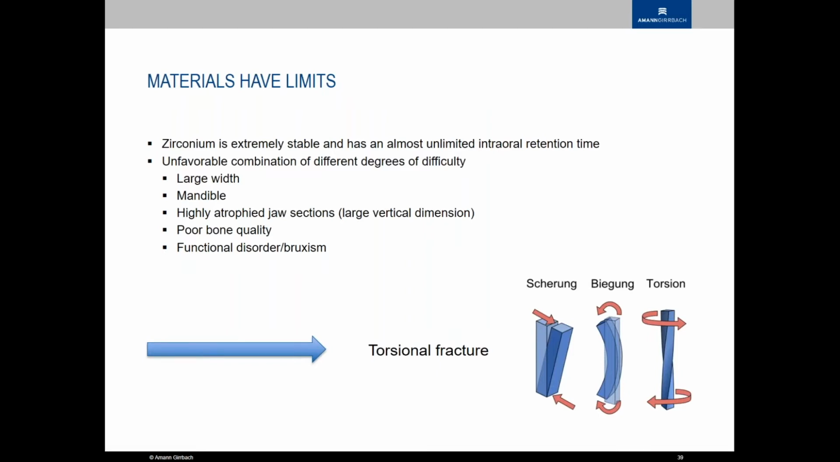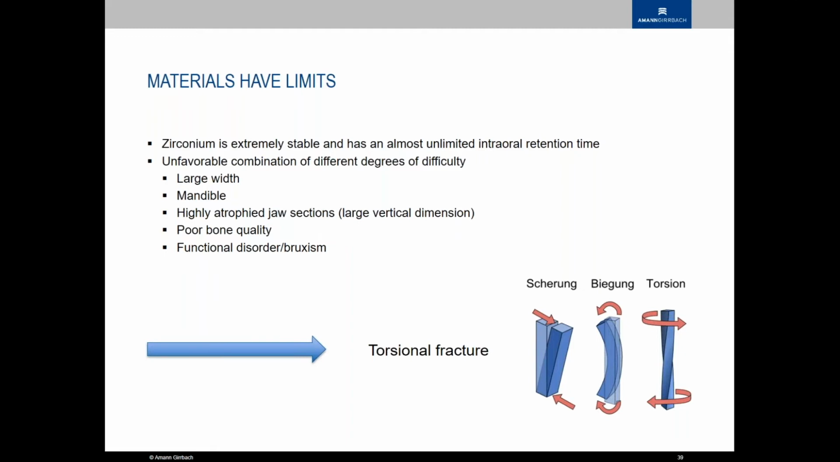The materials have limits, and zirconia eventually has, even though we are able to make full arch cases, some situations where certain factors just accumulate and stack on top of each other. For example, if you have a very large width and it is a mandible where you have the flex of the mandible coming on top of that large width, maybe you have poor bone and maybe also functional disorders, all those things coming together might not be the best choice to do a zirconia case on that. Otherwise, it might result in fracture.